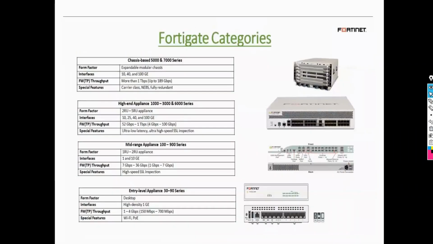Let me show you. For example, in Fortinet, these are the entry-level firewall boxes: Fortinet 30 to 90 series. This series is called entry-level firewall. Mid-range is Fortinet 100 to 900. High-end appliances are 1000, 3000, 6000, and HSPs. So in case I'm working in a big organization, I cannot go with the entry-level firewall box because we have limited resources: limited CPU, RAM, and storage.